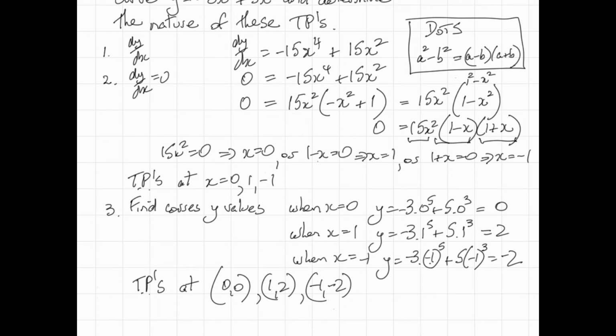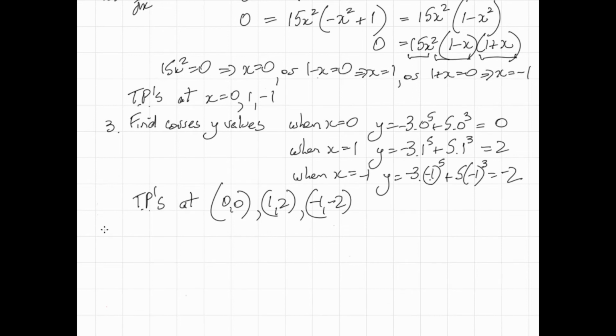Okay, what's the fourth step of the template? The fourth step is to determine the nature of the turning points. That's simply a matter of applying one of two methods. There's the first derivative test, and using the first derivative test, you just put in values on either side of each of the x values.